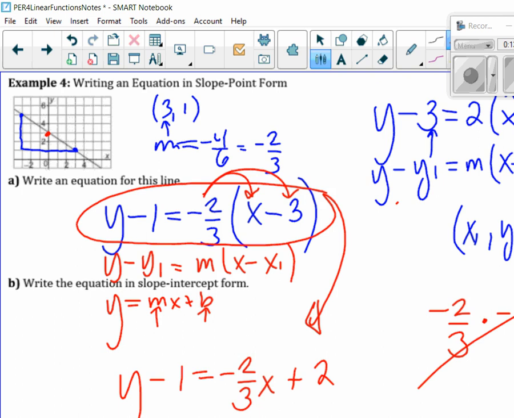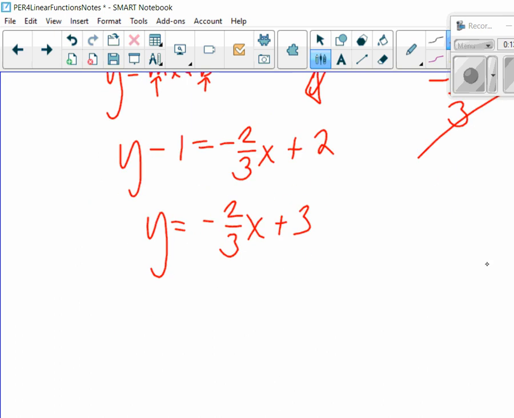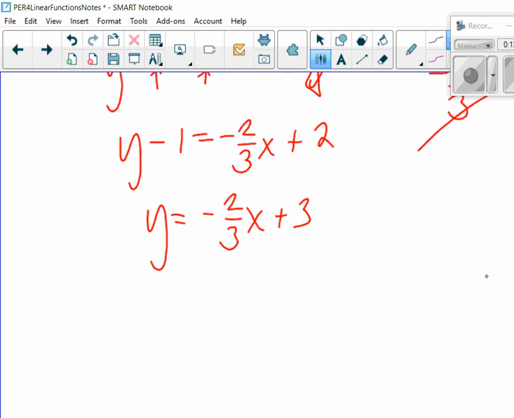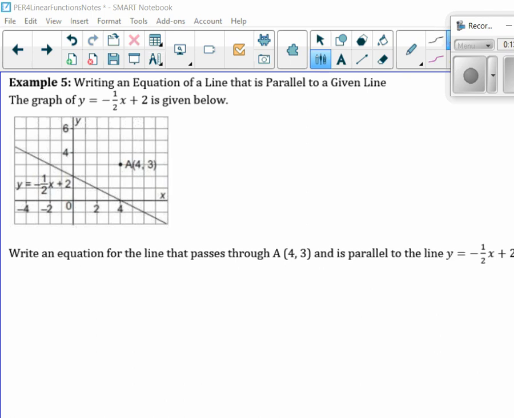Yeah, and if I go from that point down to over 3, do I get to that other point? Do you see they're the same thing? Just another form of it. Okay, let's look at this one here.